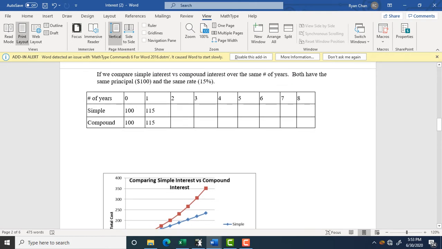So the idea is simple. If I do simple interest, right, and my rate is 15%, I would do the following. Simple is I is equal to P times R times T, right? So in our case, it's 100 times 0.15 times 2. This is 100 times 0.15 times 3, right?